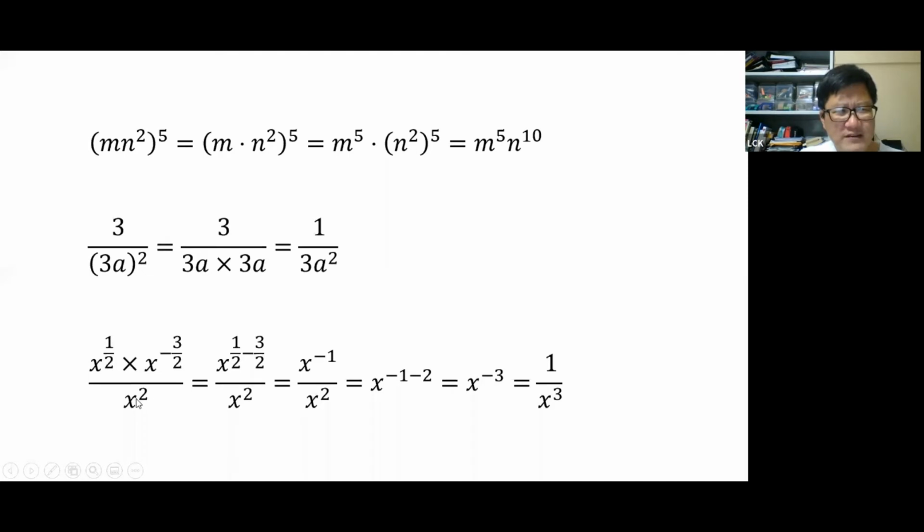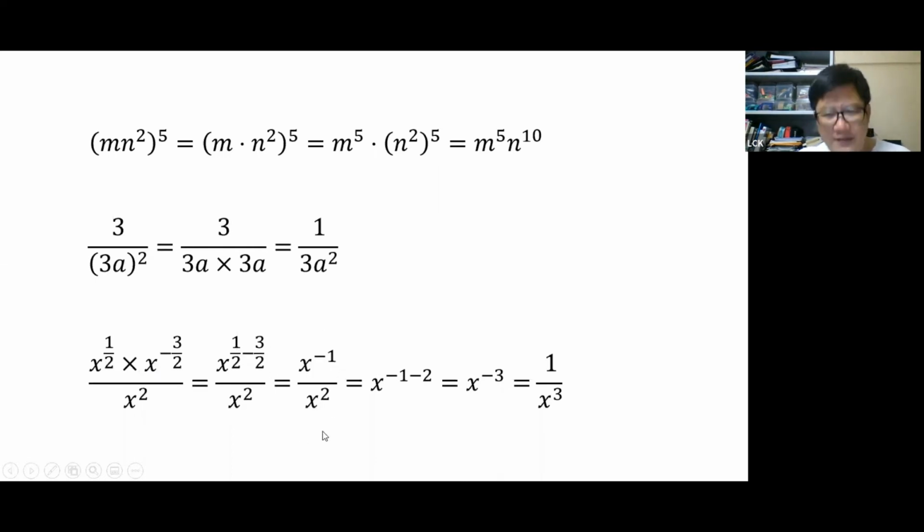Forget about the denominator. You can see that the denominator stays x to the power of 2, x squared all throughout. All right, because we are not bothering with it first. We are trying to settle the numerator. So that half minus 3 over 2 gives you minus 1.